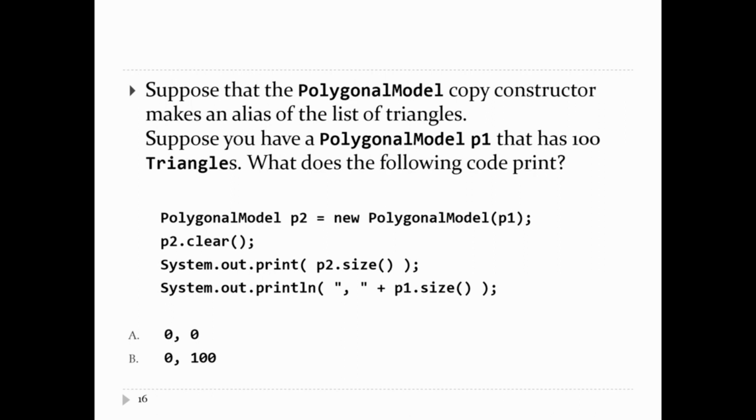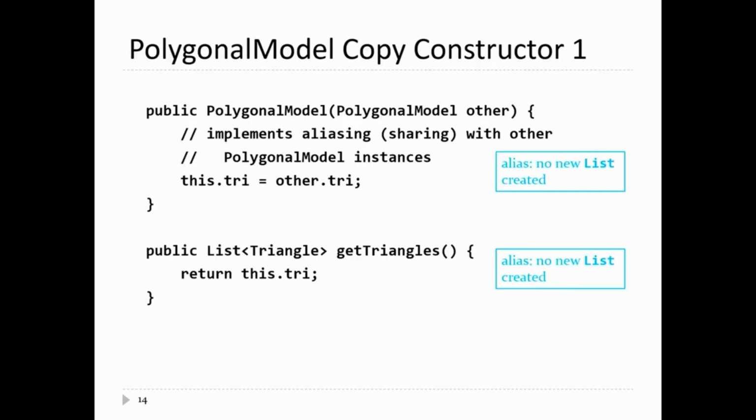Yes? What does alias mean again? Alias is just another name for something. That's exactly what alias means. So let me go back to that one copy. This trie is a name of a reference for a list, and other trie is also a name for a reference of the same list. That's it.